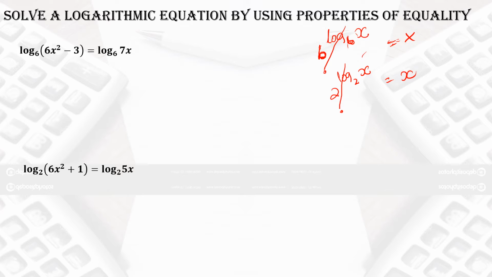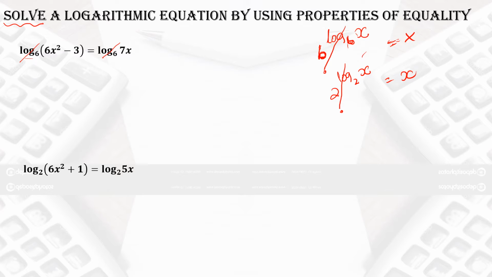Here log base 6 is written on the left hand side and on the right hand side, and the question says that solve the logarithmic equation by using the properties of equality. Now on the left hand side log base 6 is written, on the right hand side log base 6 is written. You can cancel with each other.